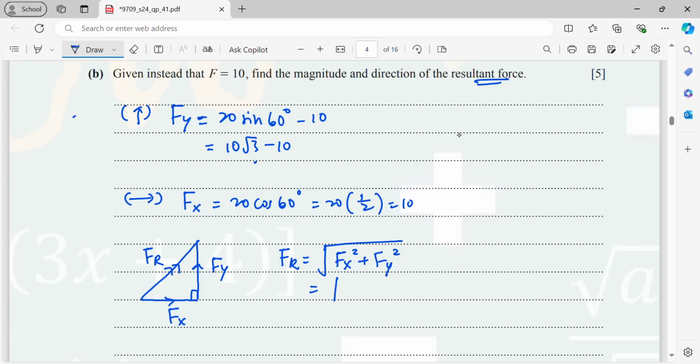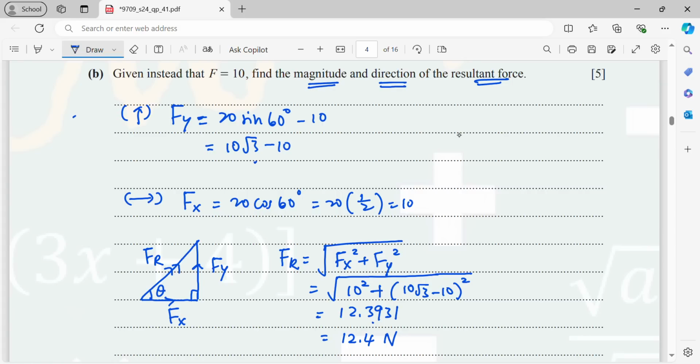So I will be getting the square root of Fx, which is 10, so 10 squared, plus Fy squared, which is 10 square root 3 minus 10, squared. When you calculate the value, it will be 12.3931. Now I round to 3 significant figures. Look at the 9, so round up, the 3 becomes 4. So my resultant force is 12.4 newtons. You also need to find out the direction.